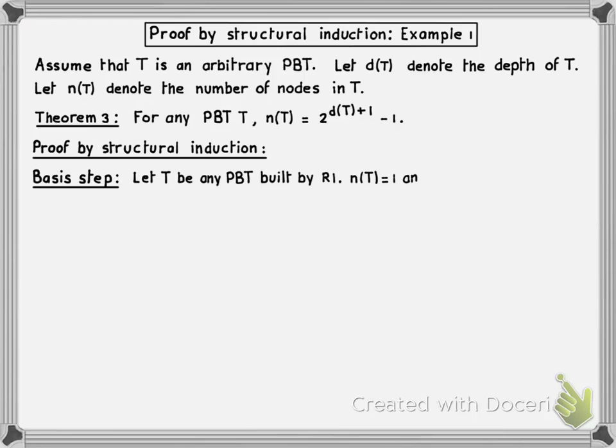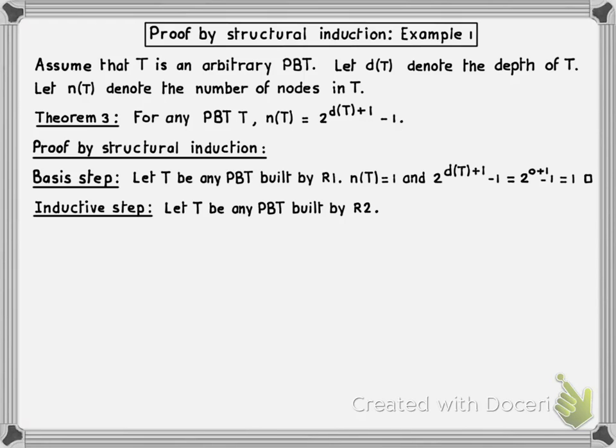And then let's compute this expression. The depth of T by definition is 0, so this expression is equal to 2 power 0 plus 1 minus 1. And of course that's equal to 2 minus 1 equals 1. The fact that these two numbers are equal concludes the proof of the basis step. Now let's write down the second subproof, namely the inductive step.